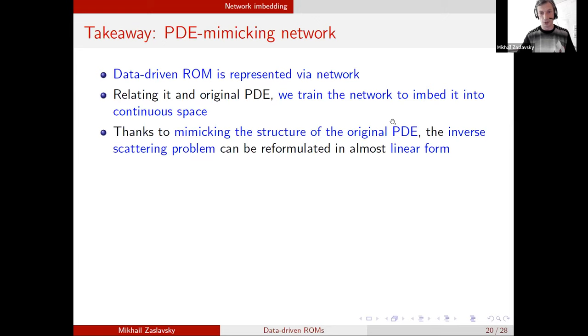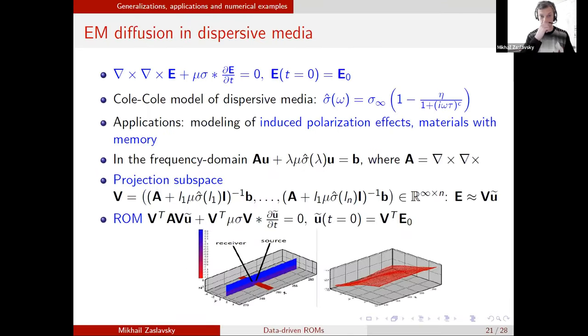So let's move to our numerical examples. First of all, electromagnetic diffusion in dispersive medium, that's the forward problem. Here we make one more complication: we introduce a dispersive medium. We consider the Cole-Cole model, which is known in geophysics. It models induced polarization effects and materials with memory. In the frequency domain, the formulation can be written in this form. We follow precisely the same way as I mentioned: we construct a subspace spanning these solutions and formulate the reduced order model in this form.